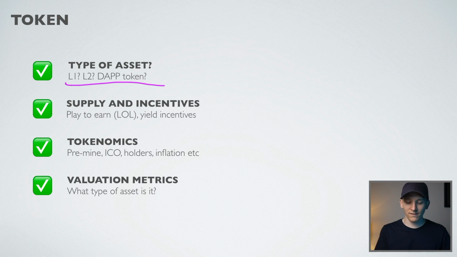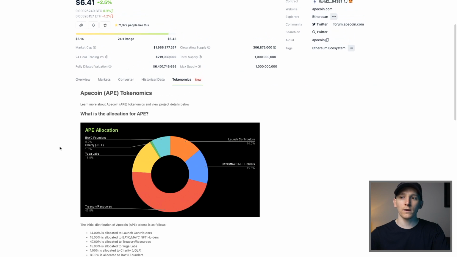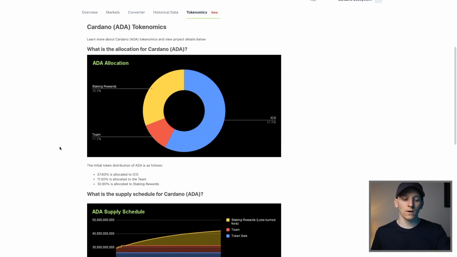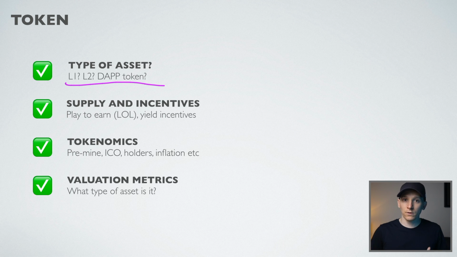So what type of asset are you comparing here? It's actually difficult to compare ApeCoin, which is a token, versus Cardano, which is its own layer one ecosystem. But you can definitely compare and contrast these things. So what type of asset is it?